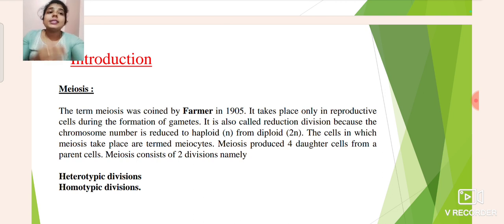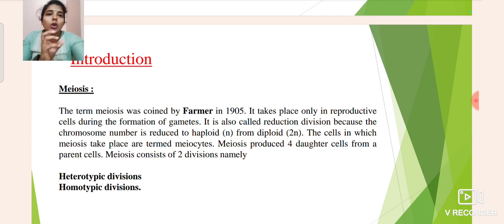The cells in which meiosis takes place are termed meiocytes or mother cells, sperm mother cells or egg mother cells. And finally, this meiosis process gives four daughter cells from the parental cell. This is the introduction of meiosis.